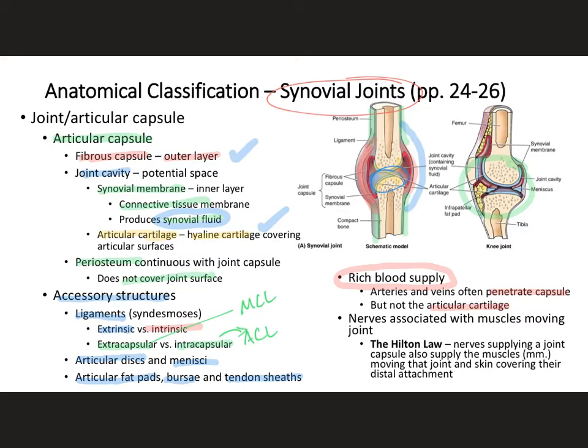Now, our last concept for this slide is that nerves associated with the muscles moving the joint are the same as the nerves that innervate the joint. And there's a rule called the Hilton law that says nerves supplying a joint capsule also supply the muscles that move it and the skin covering the attachment. This is a way for you to keep in touch with how much you're moving the joint so that you're not moving it outside its normal range, and it gives you an idea of where the joint and body part are in space and time. This is a part of proprioception.